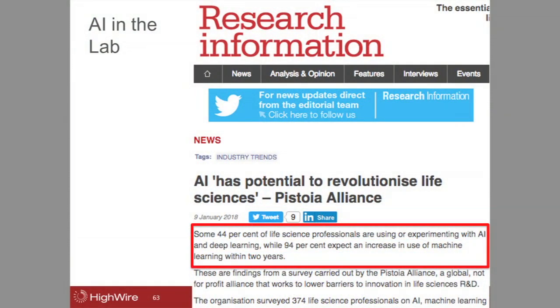Now, more important, I suspect, than how AI will help publishing science is how it will help augment the experts themselves who are doing the science. Now, this type may be too small for all of you in the back of the room to read, but it essentially says that 44% of life science professionals are using or experimenting with AI now. And within 2 years, they expect to be, 94%. That's a huge number. And that is, of course, going to affect the communications that we work with.